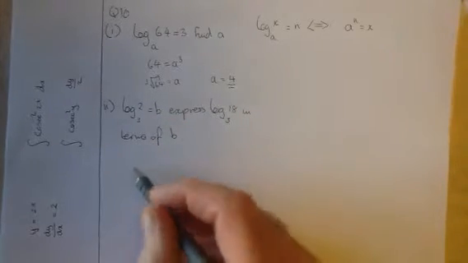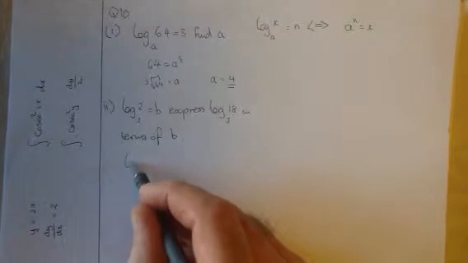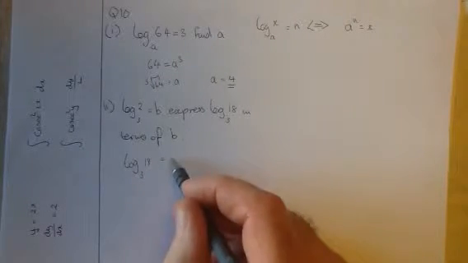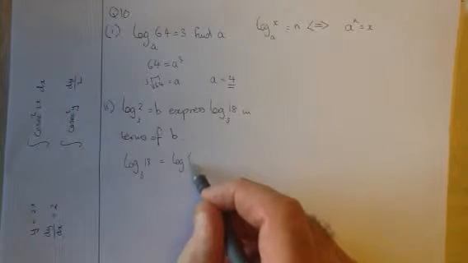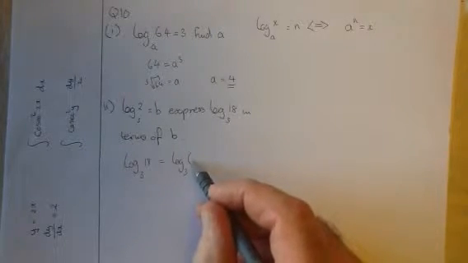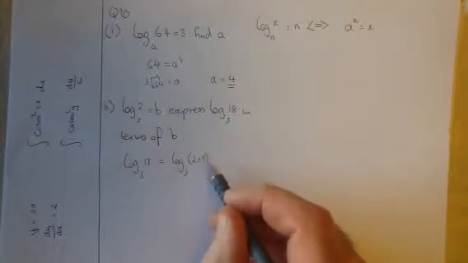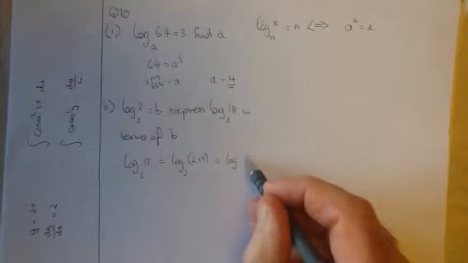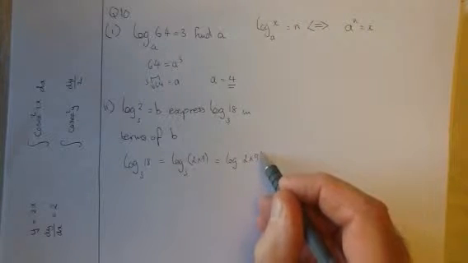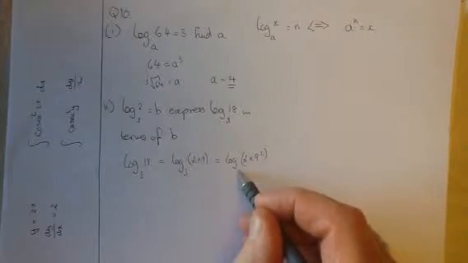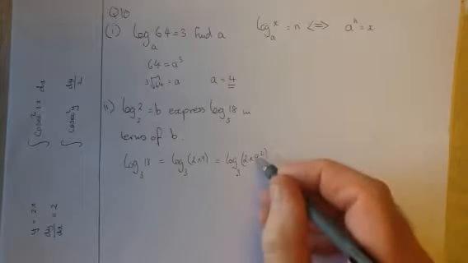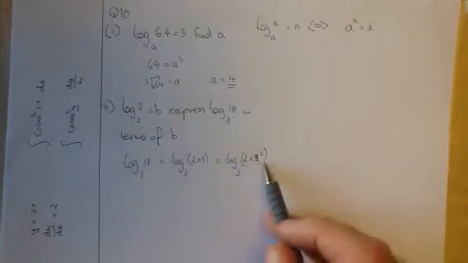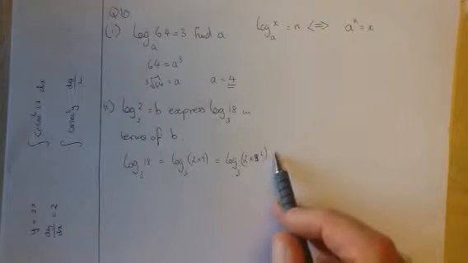Okay, so we know that 18 is 2 times 9, but we know 9 is 3 squared. So we've done what we needed to do. We've written the number in terms of the number you were given, in this case 2, and the base, in this case 3.